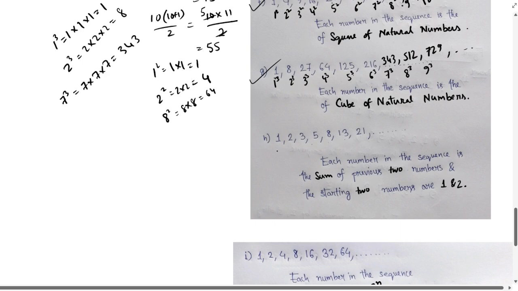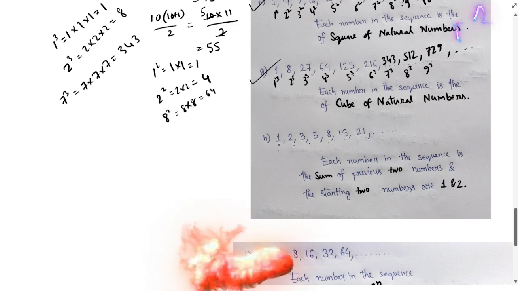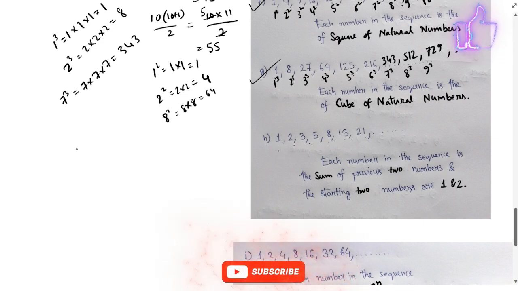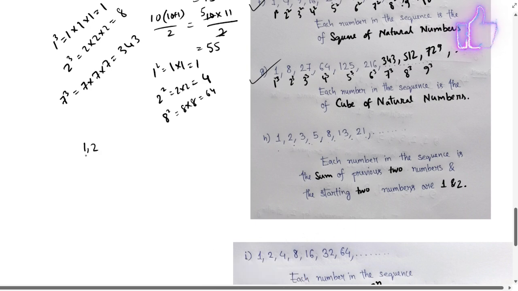Next, what are these? Fibonacci numbers. 1, 2, 3, 5, 8, 13, 21. So how to get the next three numbers? What I have said before is, first we have to consider the first two numbers. I am writing here 1, 2. Then we have to add these two, we will get 3. Then we add these two, we get 5.